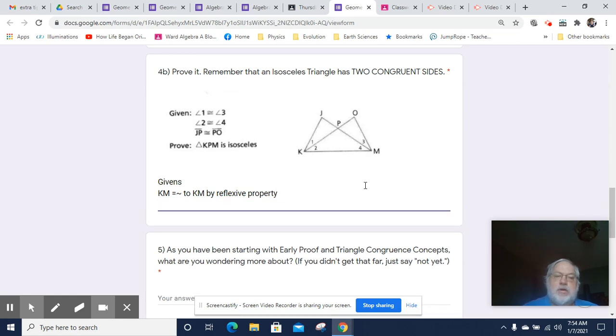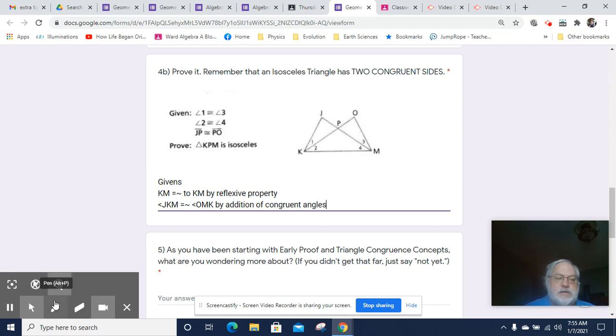Okay, now we can also prove that angle JKM is congruent to angle OMK. And we can do that by addition. Angle JKM is congruent to angle OMK by addition of congruent angles.